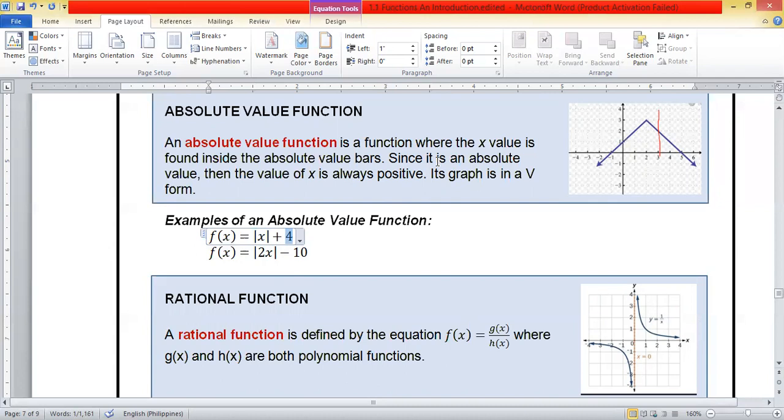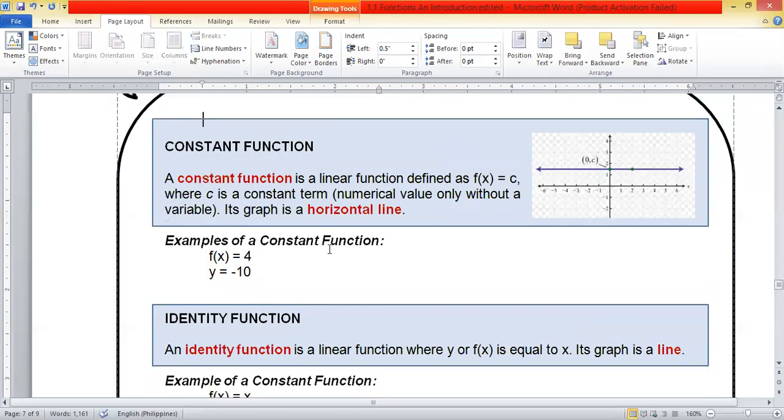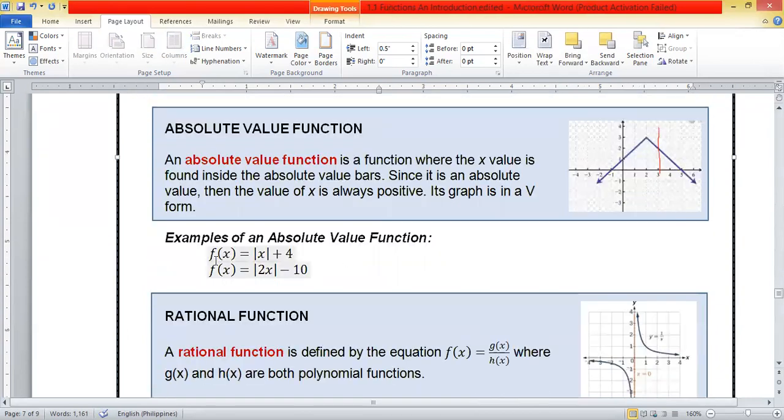Now, since it is an absolute value, then the value is always positive. The graph is in a V form. Again, the graph of the absolute value could open downward or it could open upward. For example, let's go back.